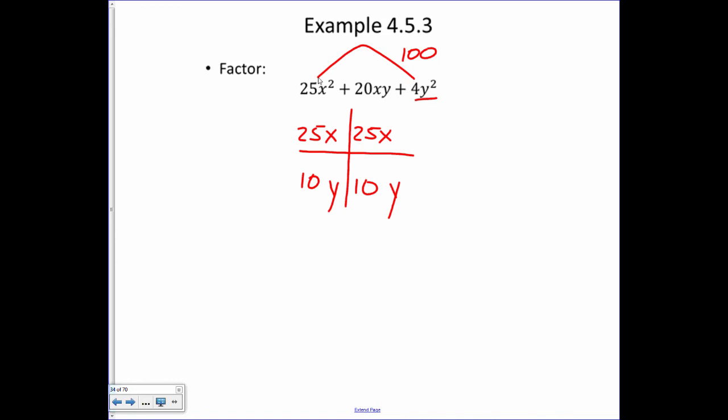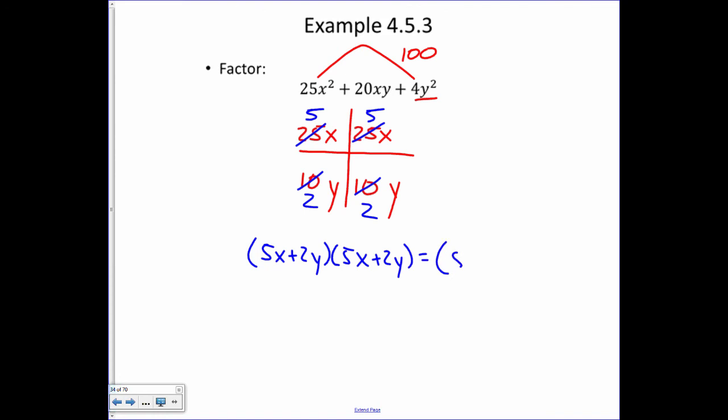And so now, we've just got to reduce each side like a fraction. 25 is divisible by 5, and so is 10, and we'll get the same thing in both of them. And so you get 5x plus 2y times 5x plus 2y, or just 5x plus 2y squared.